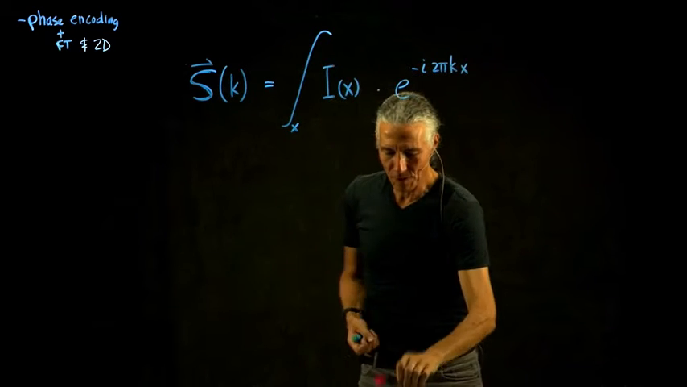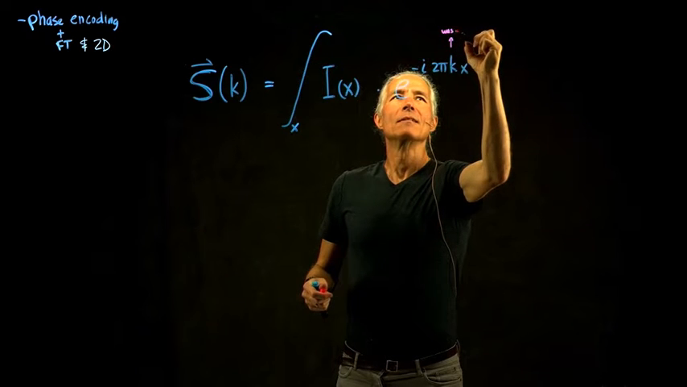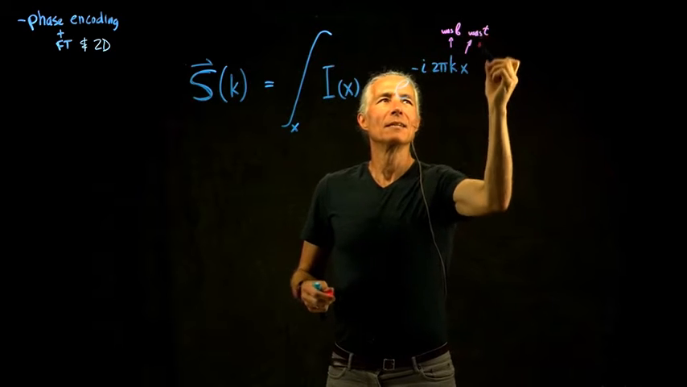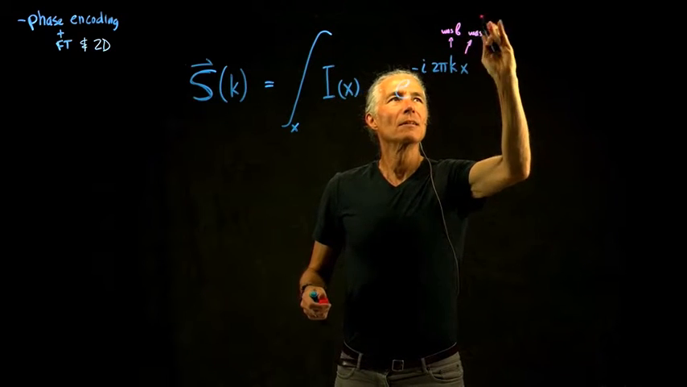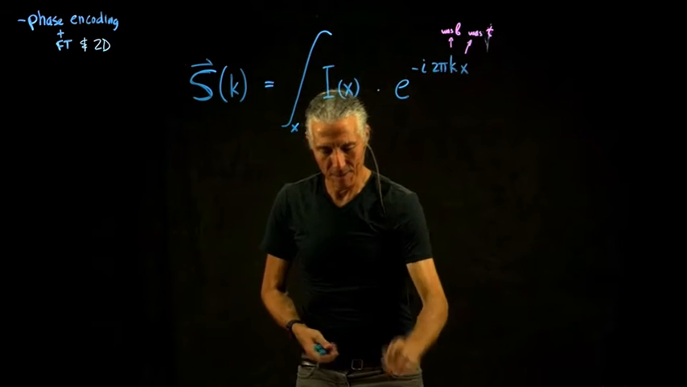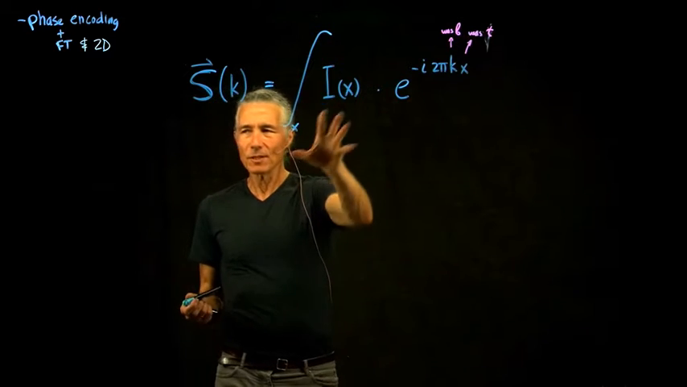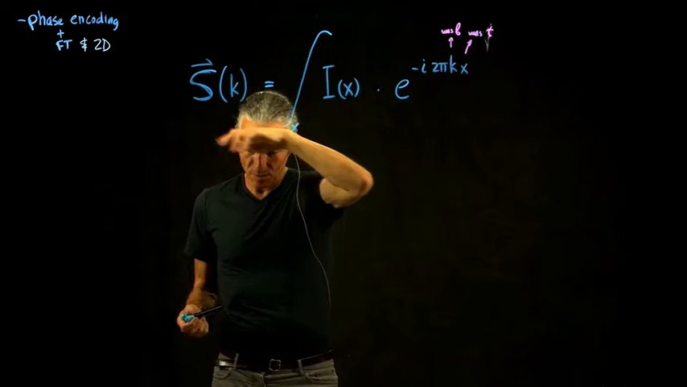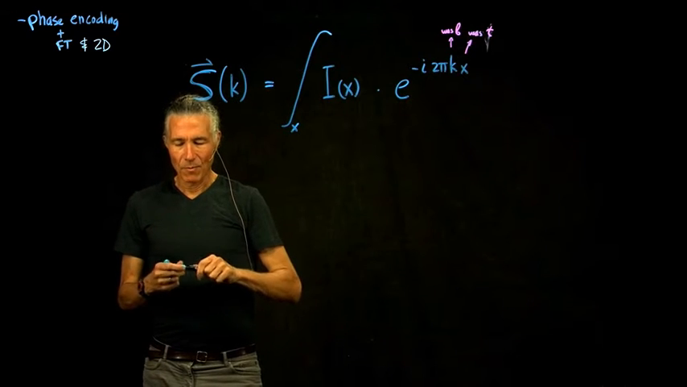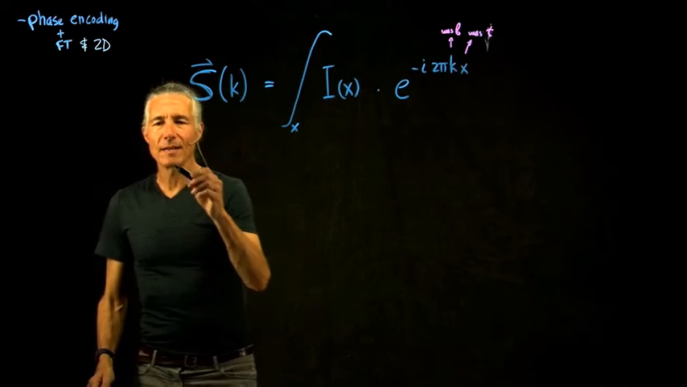So when we first talked about this, this was f, and this was t. So k, we use k for spatial frequency, but it's the frequency variable. So this is just the Fourier transform equation. What corresponds to what? And what is our actual data collection?